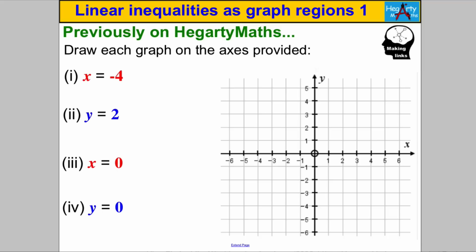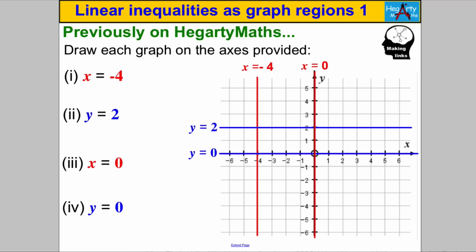Well, I really need you super good at this particular skill. This vertical line here is the line x is -4. This line here is the y-axis, yes, but we can give it an equation, x equals 0. This here is y is equal to 2, and this one here is y is equal to 0. That's another name for the x-axis. Now I need you really good at drawing those and knowing when one's vertical and when one's horizontal, etc.